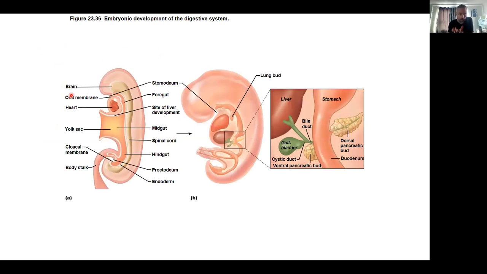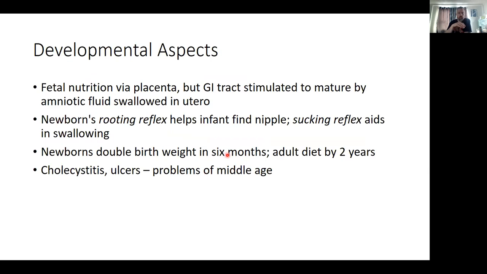So again, just early and slightly later early development here. We go from a continuous tube to a series of different structures budding off of that. Now again, remember, when you're in utero, you're not eating, right? All of your nutrition, all of those requirements are entirely from mom, okay? But you are going to practice eating. You are going to swallow amniotic fluid.